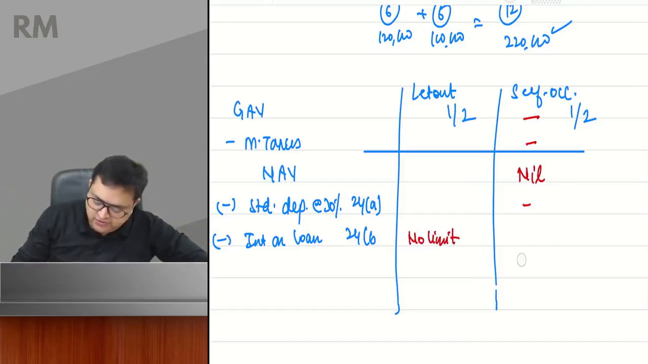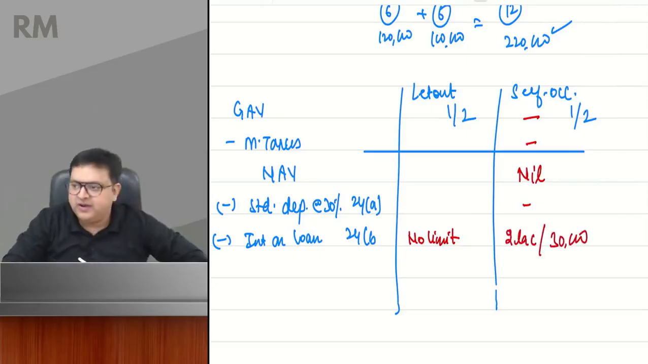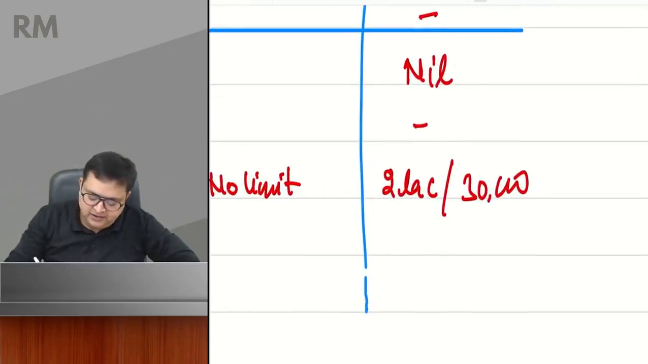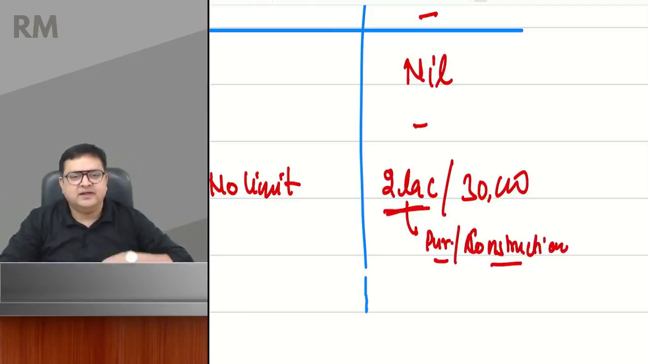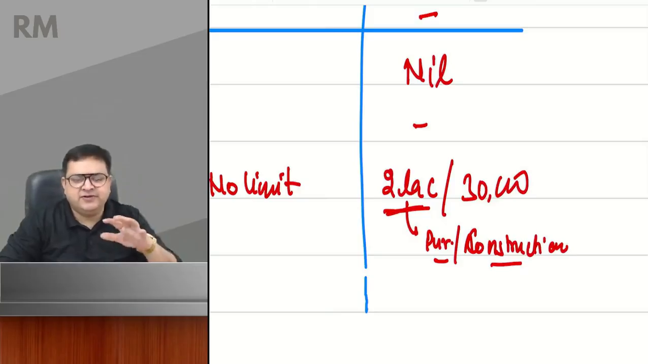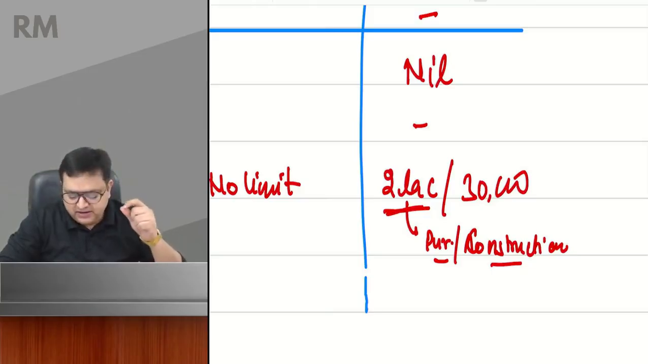And you now all know, sir, my limit is rupees 2 lakh, or sometimes it is 30,000. Where is 2 lakh? 2 lakh is the limit if we are taking a loan for purchase of the house or for construction. For purchase and construction, it is 2 lakh. There is one more limit that it should be completed within 5 years. So that is not at all important. It never comes. So forget about that. But only please remember that the 2 lakh rupees limit would be for purchase and construction.